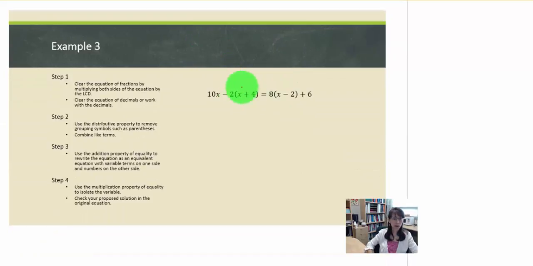In our third example, we have parentheses again. So we're going to distribute to simplify. We have 10x minus 2x minus 8 on the left. On the right-hand side, we'll distribute 8. So 8 times x would leave us 8x. 8 times negative 2 is minus 16. And finally, plus 6 is not part of the distributing because it is not in the parenthesis. So be careful there. Now we're back to collecting like terms on each side of the equation.